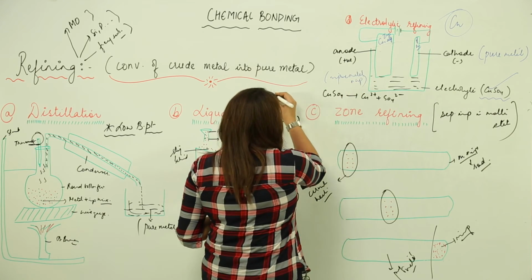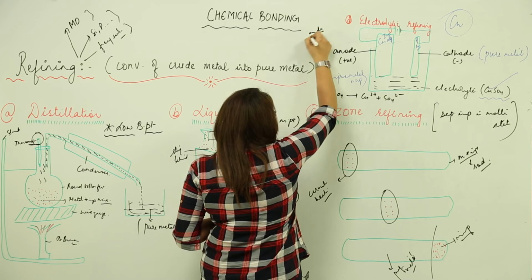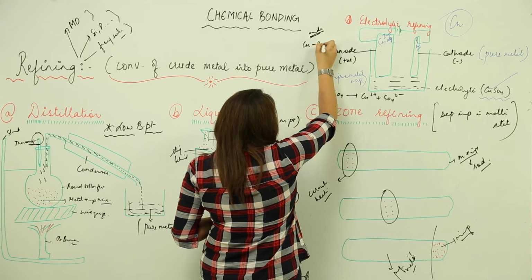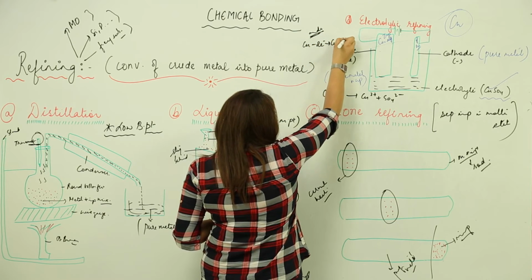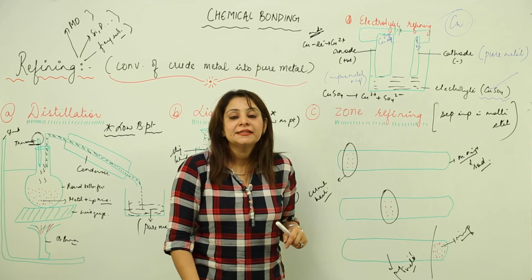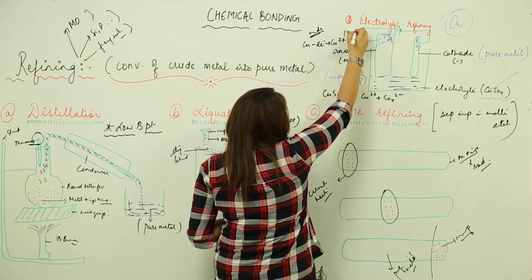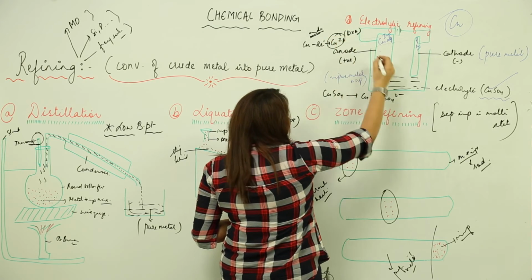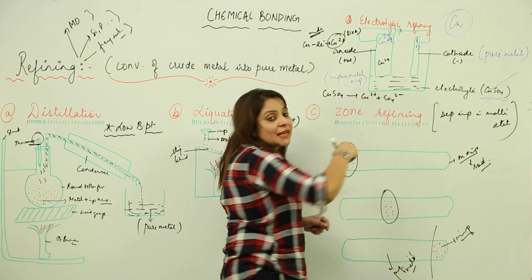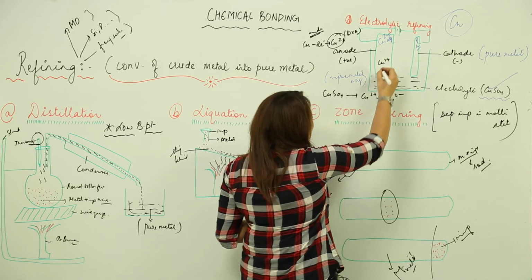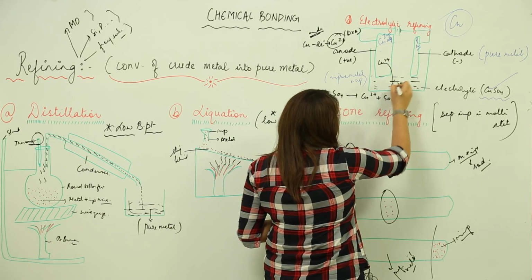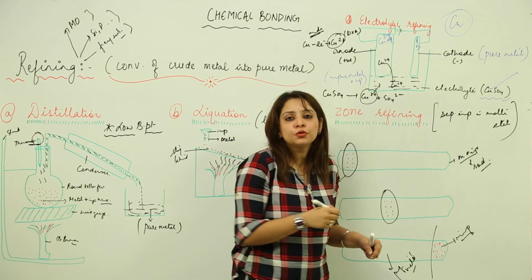So the reaction that will occur at the anode will be: copper will start losing electrons and will form copper ions. That means the oxidation is carried out. Now these Cu2+ ions, which are formed as a result of oxidation, will move into the solution, and in the solution, as I told you, there are already Cu2+ ions present.